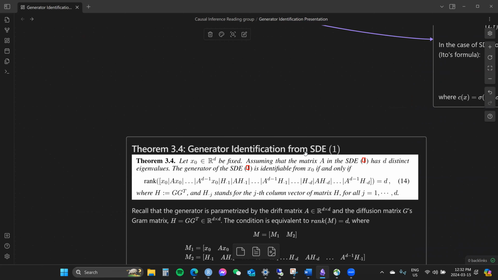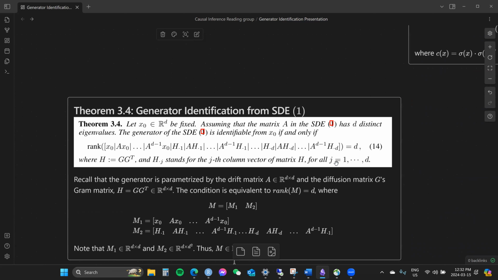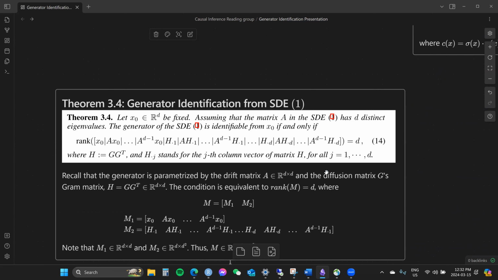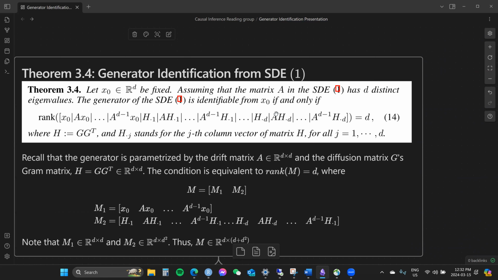They want to show this first for the additive noise model. To do that, they have, honestly, I'm really not a fan of this notation, but hopefully I can clarify. They have to add a rank condition, which later they'll show holds with probability one from random matrix theory. What does this mean? First of all, what's H? H is GG transpose. It's the Gram matrix of the diffusion.